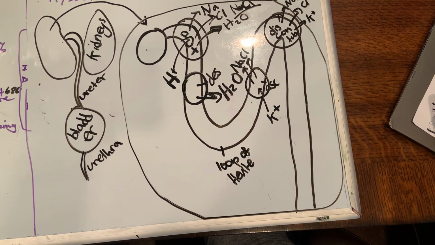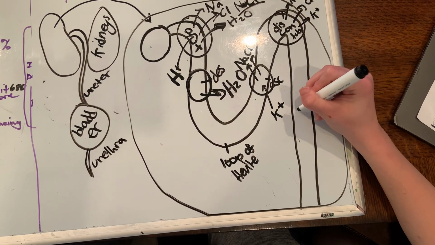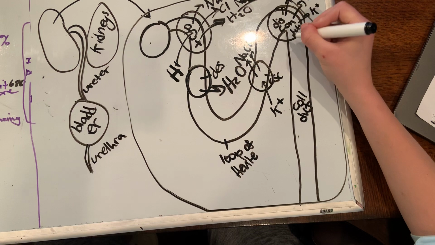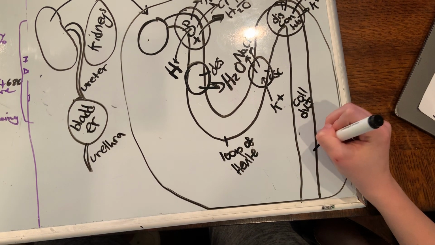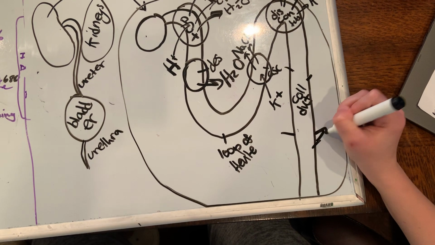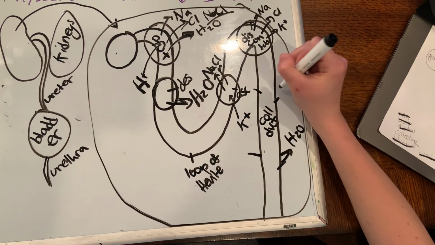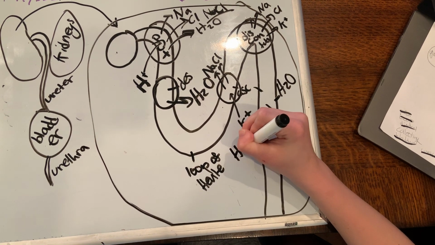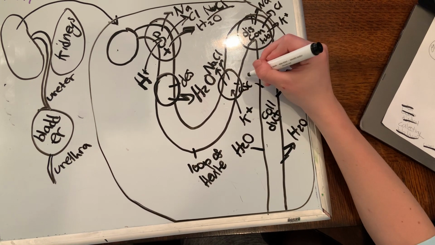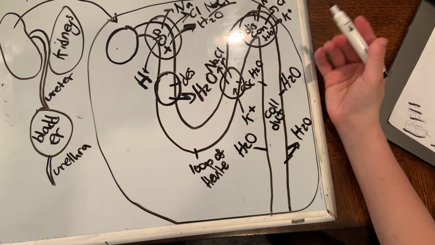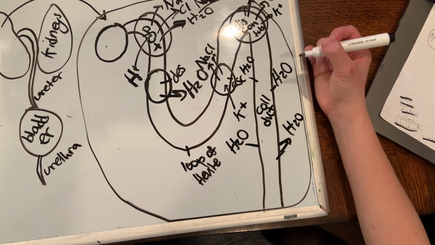And finally, we have the collecting duct right here. Now this has a bunch of aquaporins that basically want to reabsorb water into our bloodstream. So there's going to be a lot of water reabsorption here because we don't want a whole lot of water to be excreted. We want to keep it in order to stay hydrated.